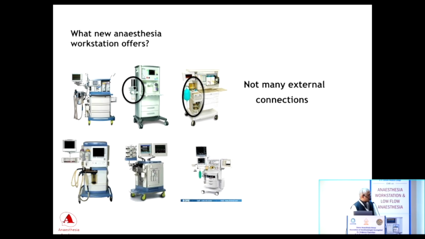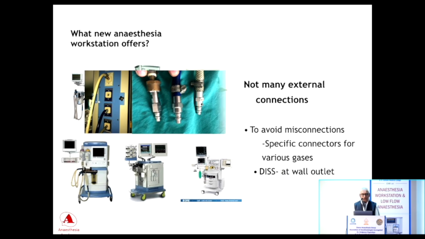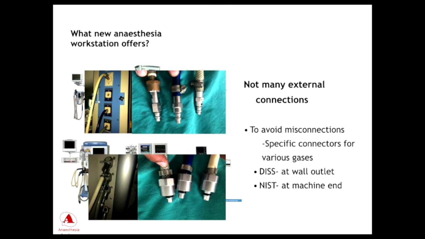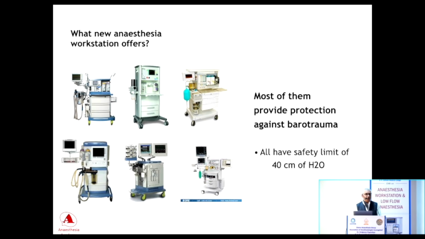So there are not many external connections. Now you don't see many connections. Actually, they are directly connected to our anesthesia machine. There is a specific connector for every situation. So the diameter index safety system for the wall and the non-interchangeable screw thread at the machine end are there to prevent wrong connections. Most of them provide protection against barotrauma. So now in your anesthesia machine, if pressure goes above 40, it actually cuts off and gives you an alarm, which earlier was not there.